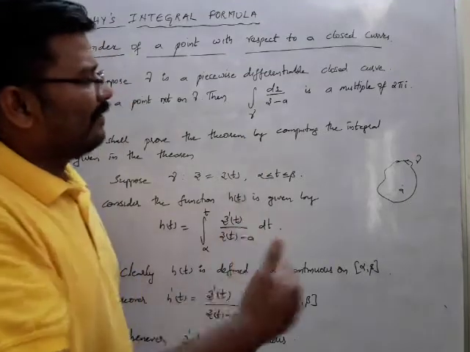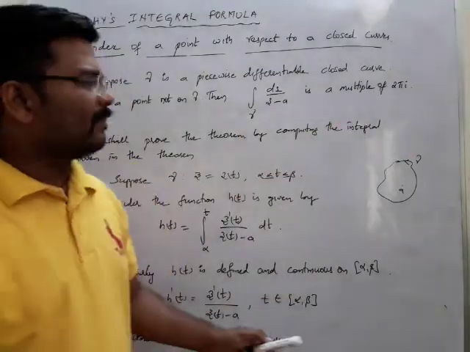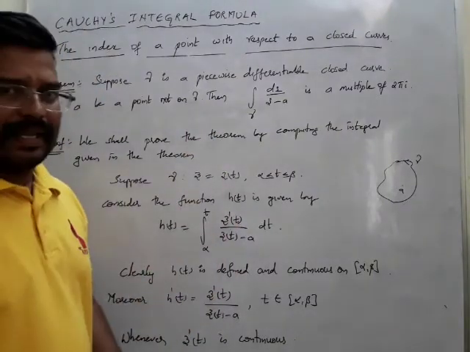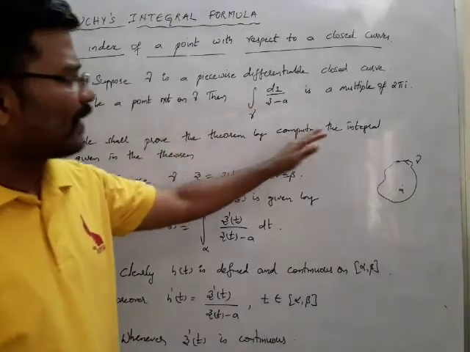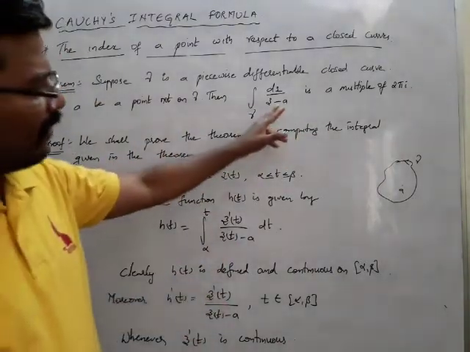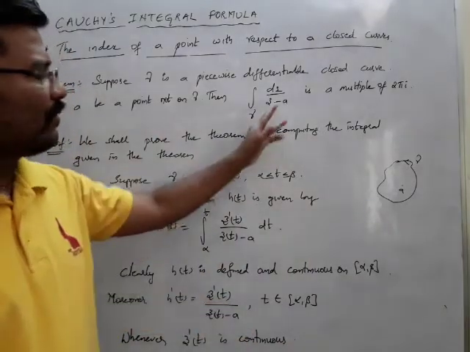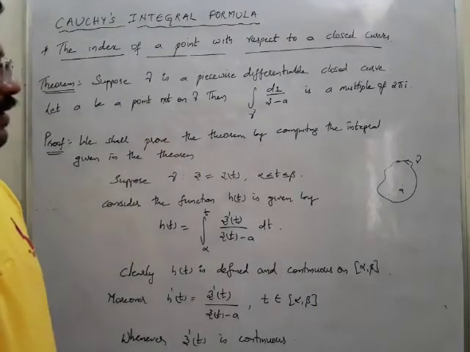We can do this in a problem-solving manner and we will get 2 pi i. But in a theorem-wise way, how do we prove that? We shall prove the theorem by computing the integral given in the theorem. This we have already seen by taking mod z equal to 1, where we got 2 pi i. But in a theoretical way, how do we find that?